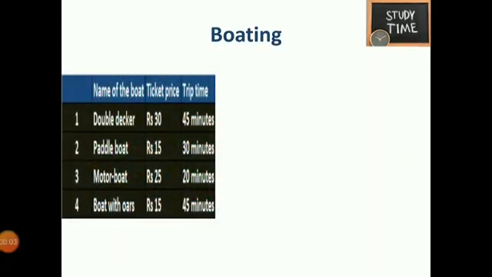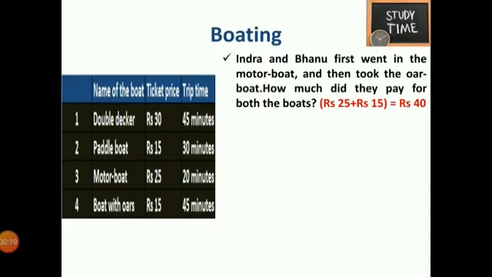Now we'll see what happens in the boating. Indra and Banu first went into the motor boat and then took the oar boat. How much did they pay for both the boats? So here, the third one and the fourth one are the motor boat and the boat with oars. So how much money? You have to add 25 plus 15. The answer is rupees 40.